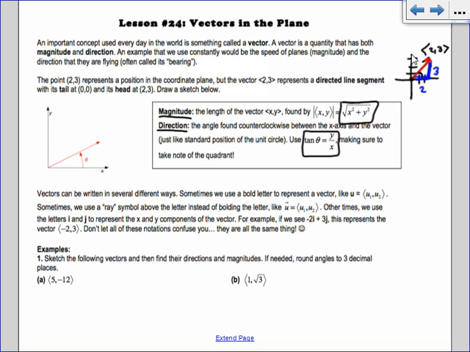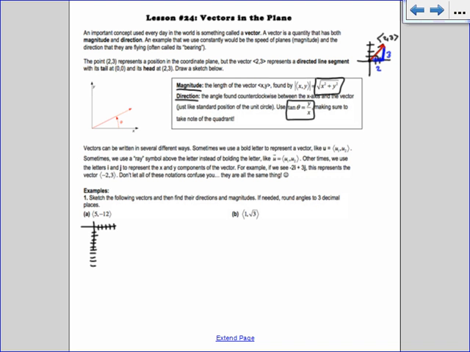Okay, so number 1 says sketch the following vectors and find their directions and magnitudes. If needed, round the angles to 3 decimal places. We'll go ahead and do a rough sketch. So if I have ⟨5, -12⟩, I go over 1, 2, 3, 4, 5, and I go down 12: 1, 2, 3, 4, 5, 6, 7, 8, 9, 10, running out of room, 11, 12. All right, and it's a vector, so it's going to start at (0, 0) and go towards that point (5, -12). Okay, so it looks like that.